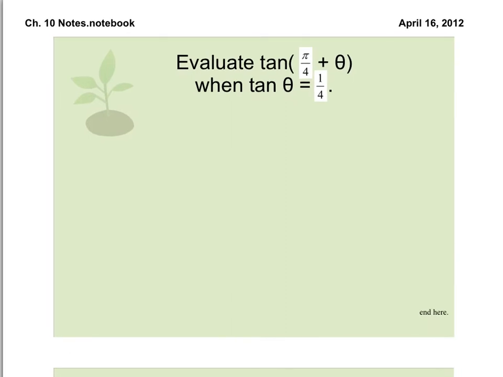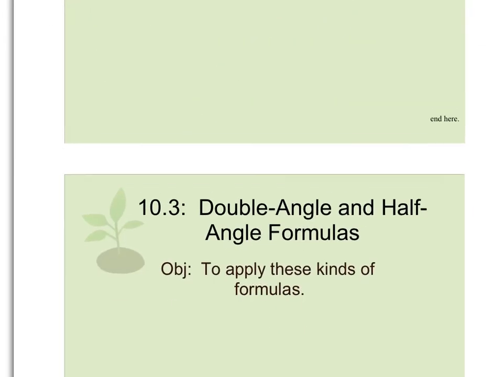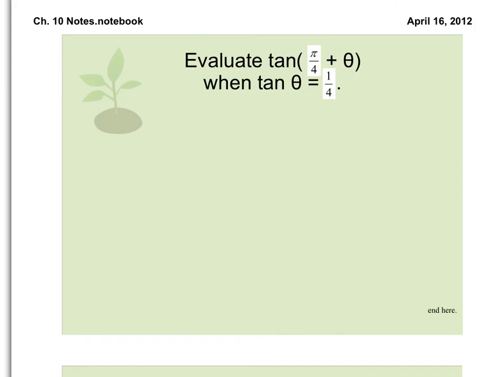Well, one more to go here. Looks like this is going to be a tangent sum formula. I'm going to add the tangent of pi over 4 plus theta, and all I know about theta is that its tangent value is a fourth. So first of all, let's get this all written out with the tangent sum formula using pi over 4 and theta. Okay, I'm thinking of pi over 4 as being alpha and theta as being beta, if you want to relate it back to the terms we have on our formula sheet.